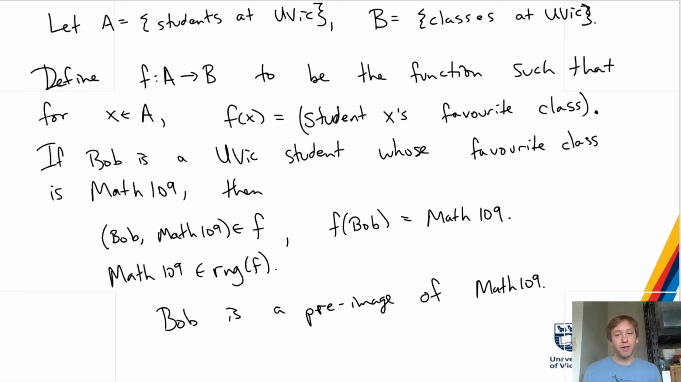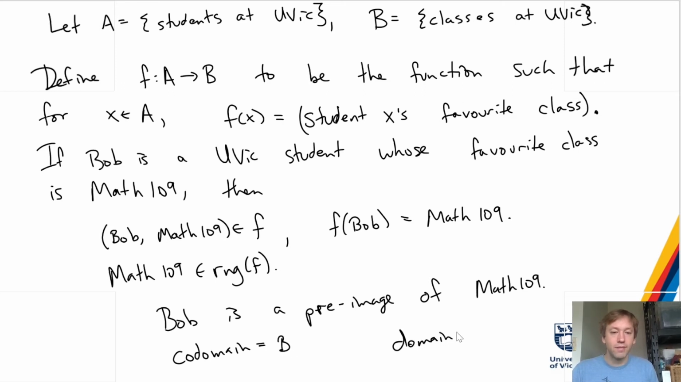And this is a function, right? Because for every input, so the inputs are students, there's exactly one output. Each student has just one favorite class. So this is a function. Here, by the way, the codomain is equal to B, the set of all classes, and the domain is A.